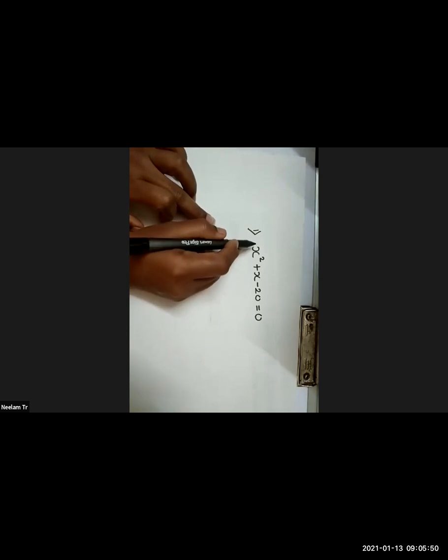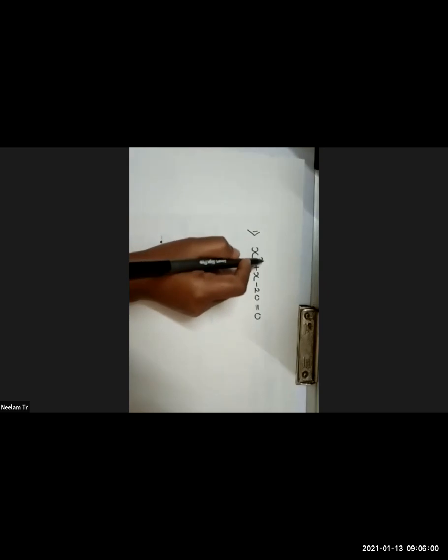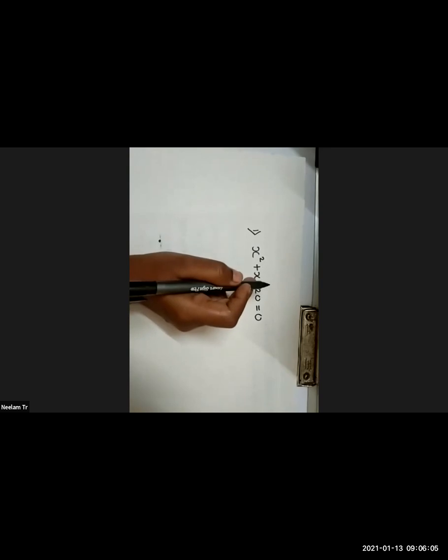But what if in place of 20 it is 25, 19, 24? I won't be able to solve it. So that's why we have to learn the completing square method. First, we have to make this coefficient 1, but it is already 1, so there is no need. Since the highest power is 2, you will get 2 roots. This you have learned in our first lecture.